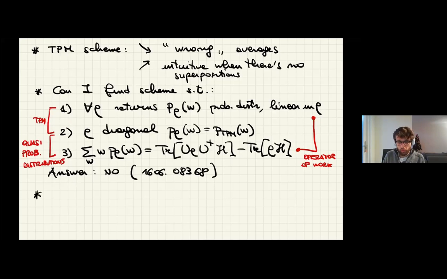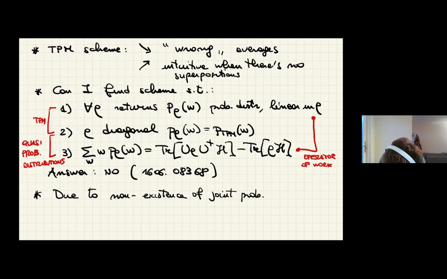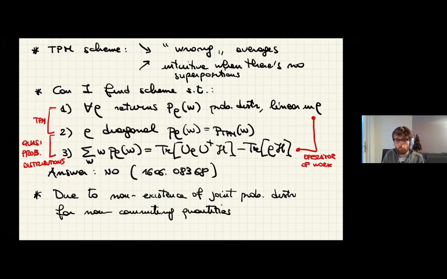Okay, and the way I like to think about what's a really core issue at play here is that basically in quantum mechanics, there are no joint probability distributions associated to non-commuting quantities. This is something that we know very well. We know that there is no joint probability distribution for position and momentum, for example. So what are the non-commuting observables in this case?